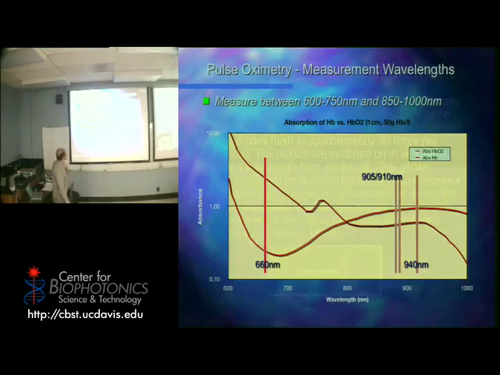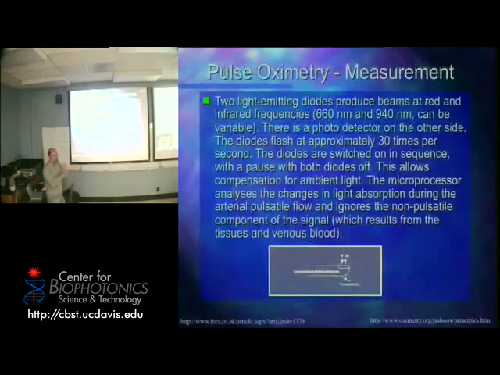Now, so how do you do this measurement? You have two light-emitting diodes that each produce beams, one at 660 and one at 940. There's some variety. And then you have a photodetector that detects how much light went through the object that you're measuring. And you measure the diodes flash at approximately 30 times per second.